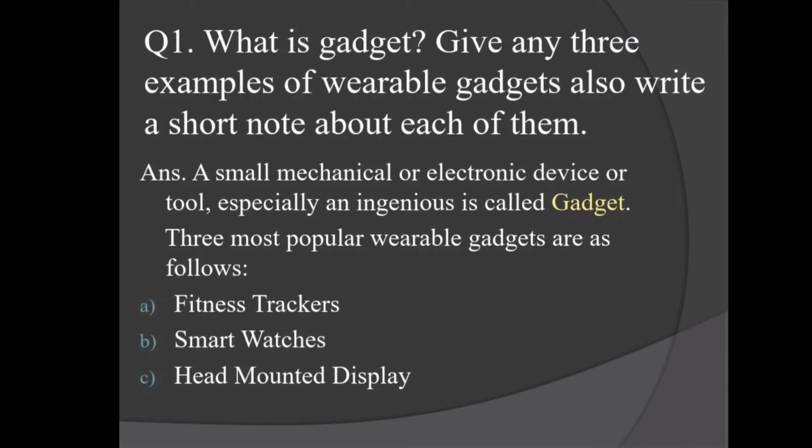And the answer starts: a small mechanical or electronic device or tool, especially an ingenious one, is called a gadget. The three most popular wearable gadgets are as follows, and I think till now you have learned it, right? The three most popular gadgets are fitness trackers, smart watches, and head mounted displays. Now we'll explain them in brief one by one.